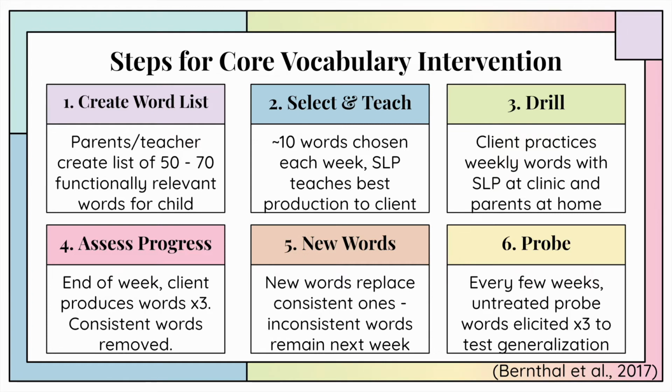And lastly, step 6, every few weeks, the SLP will choose 10 untreated probe words from that list of 50 to 70 words. So these are words that the child has not been exposed to, not had instruction on production with yet. The SLP chooses those words, and they elicit these words 3 times with the client to monitor for any generalization.